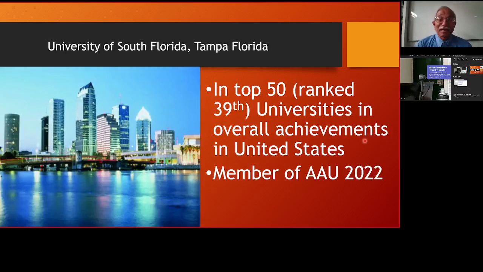So we are in the top 50 universities ranked overall for achievements in the United States, mostly state universities. And I am very glad to tell you that this year, we are now an elite member of the elite organization called the Association of American Universities. Throughout America, only 71 universities are members of this, and it is very tough to get into AAU. Our university was trying to become an AAU member for the last 10 years, and finally we got into it.